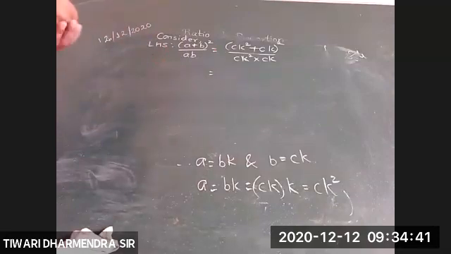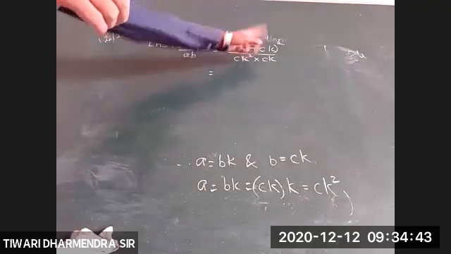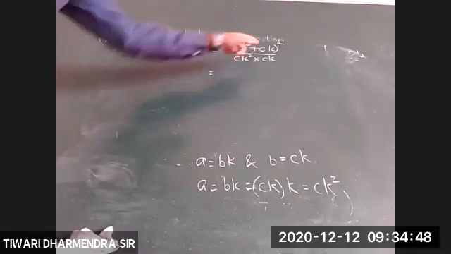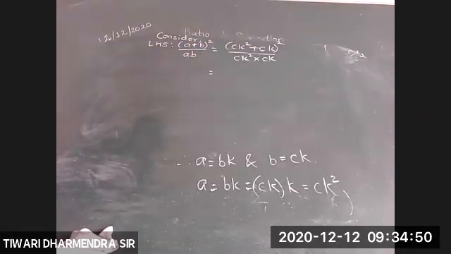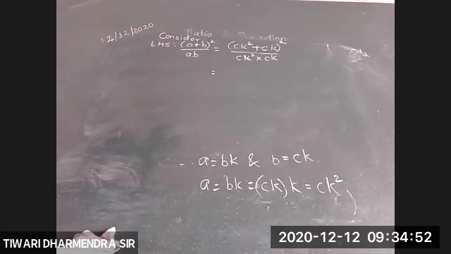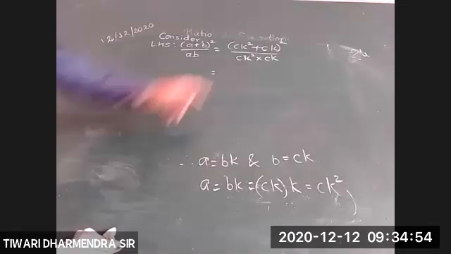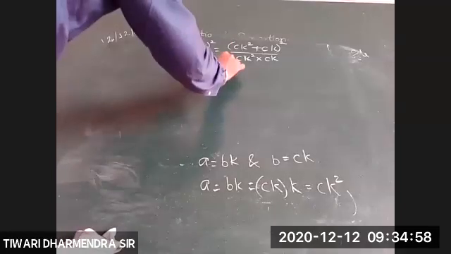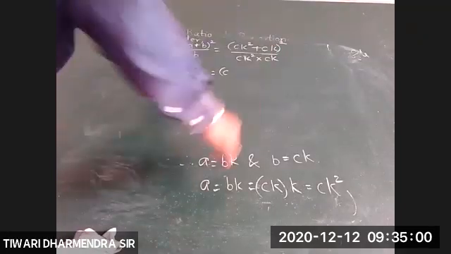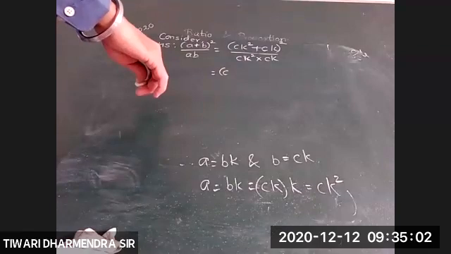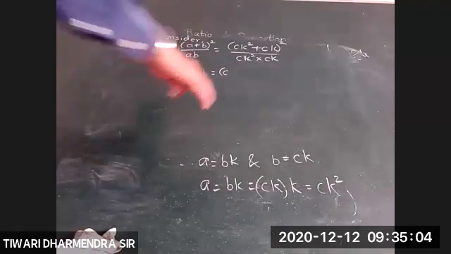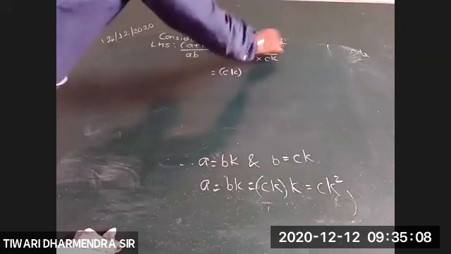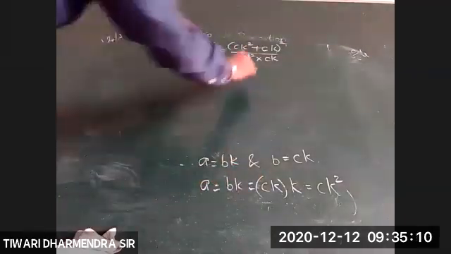What do we see from here? C and K is present in both the terms of numerator. In numerator, we are having two terms, that is CK square and CK. So we can see that I'm taking CK common from the numerator. So CK I've taken common, but at the same time I'm having square. So write square here.